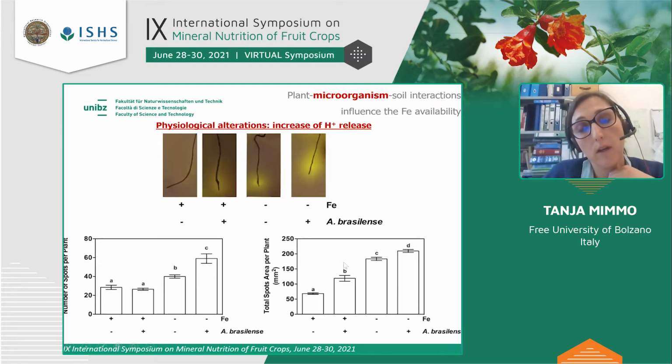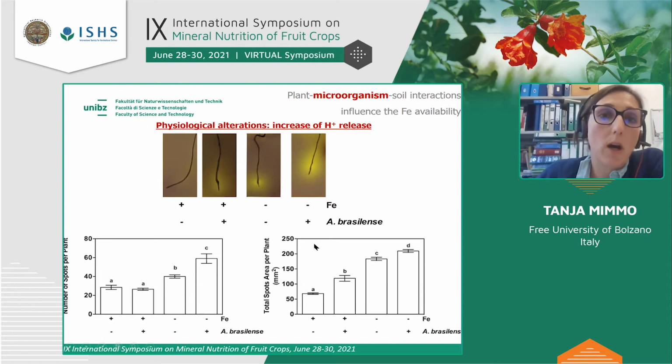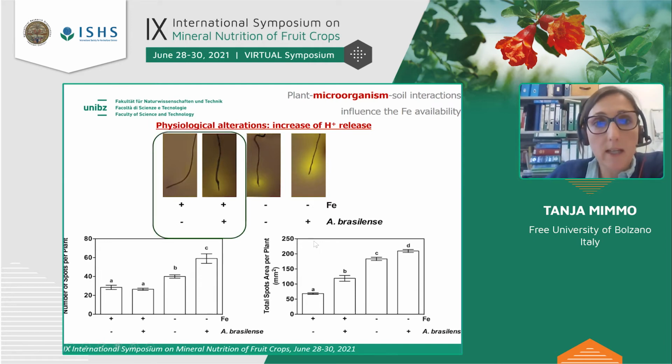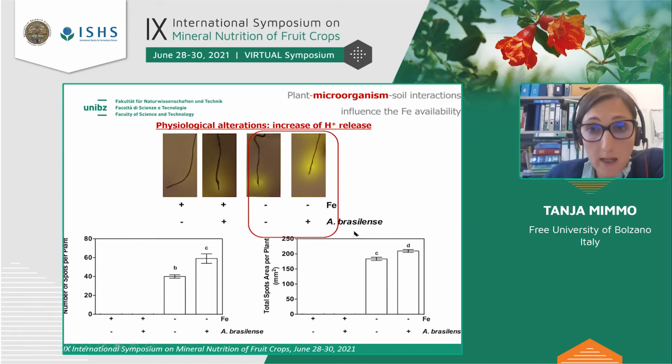Dicots, especially in iron deficient condition, also acidify the rhizosphere, so they release protons. Again, what Rhizospirillum brasiliensis did was to enhance this acidification activity also in iron sufficient condition. Obviously, as for the iron reductase, the proton release was also extremely enhanced in iron deficient condition when the PGPR was present, both in terms of number of spots per plant and in total spots area per plant. So the Rhizospirillum actually had a real impact on the physiology of the plant.